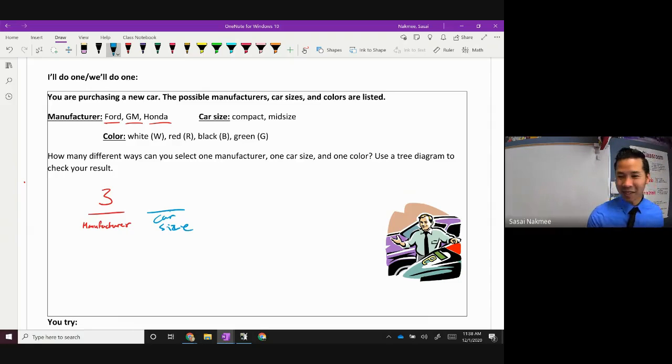Anyways, to keep it simple for our sake, we're only looking at these 3: Ford, GM, and Honda. Next thing up, right?